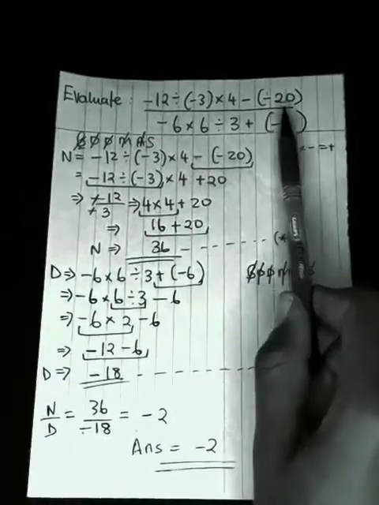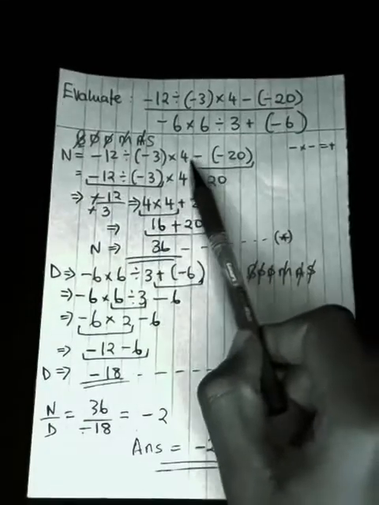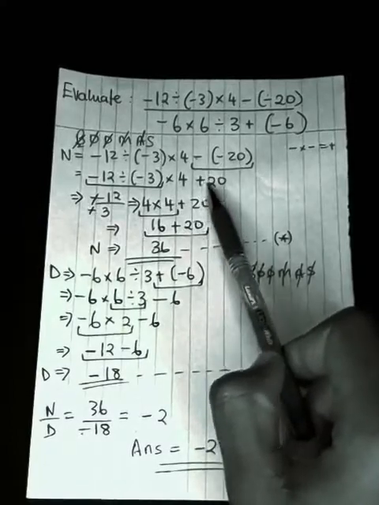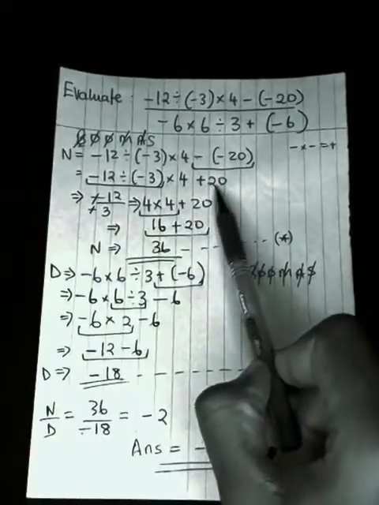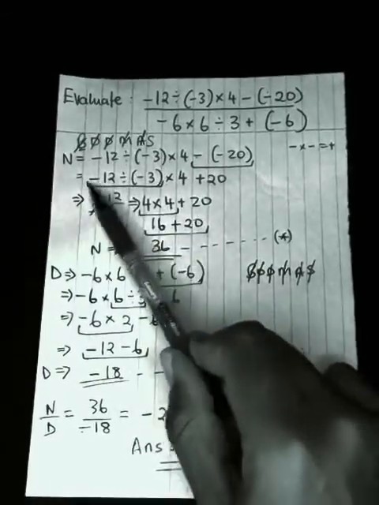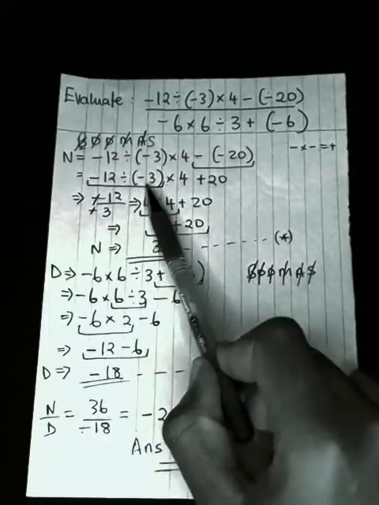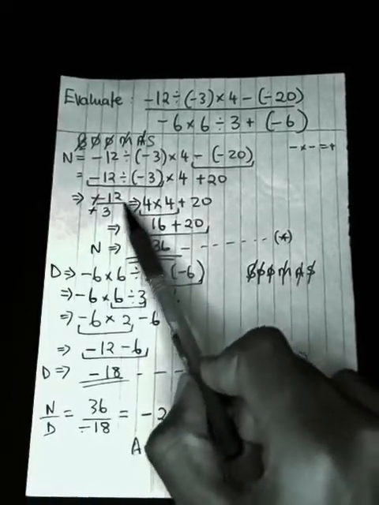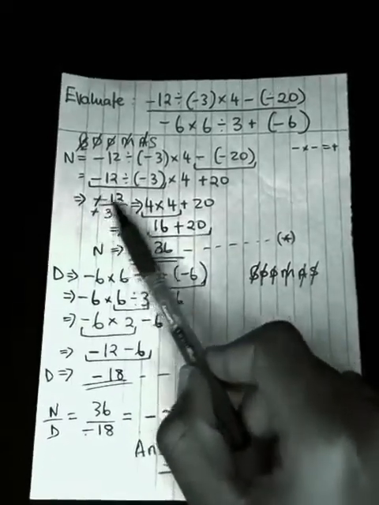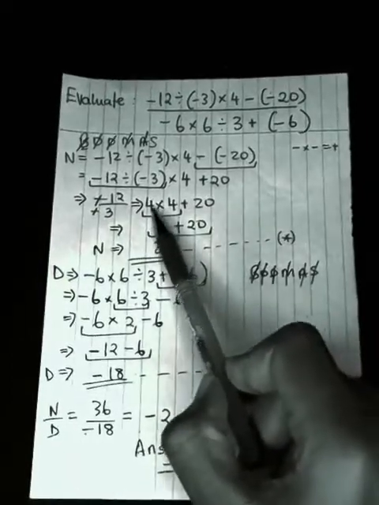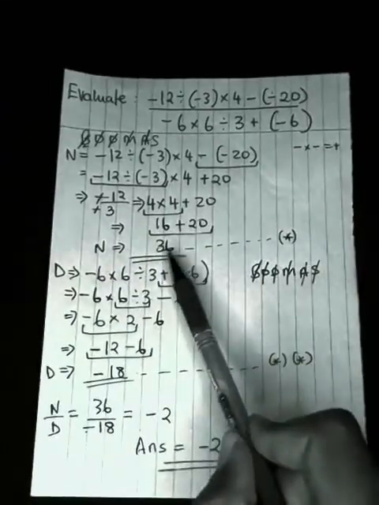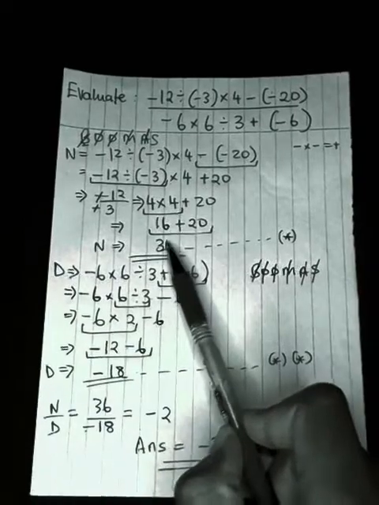Like in our case, in the numerator, we can see that there is one bracket which we open here. Negative times negative sign is simply positive. Then you rewrite the rest of the numbers as they were. Then there's of, there is no of. Then there's division. You check this division between negative 12 and negative 3. Negative divided by negative is simply positive. Then 12 divided by 3 is simply 4. Rewrite the numbers as they were. Then multiplication, 4 times 4 is 16 plus 20.